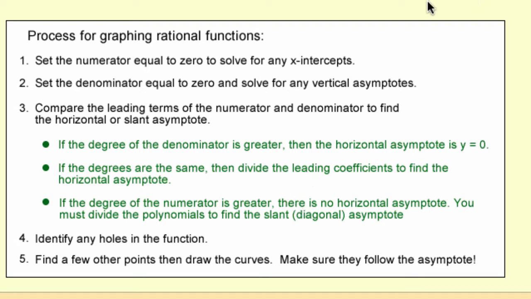So start off here. You'll want to write all this down on slide 2. This is the process for graphing rational functions, and you're going to be using it throughout the lesson. So definitely take some time to copy notes on this.